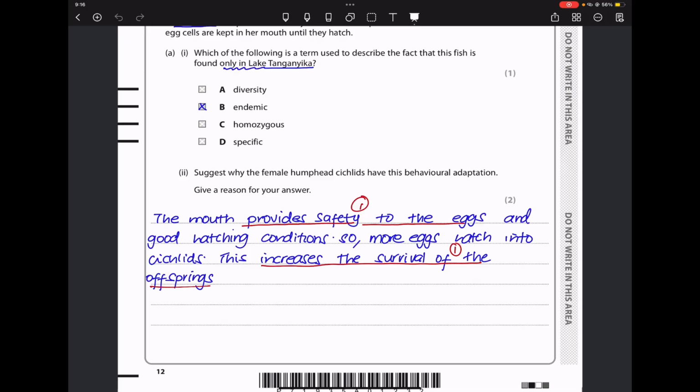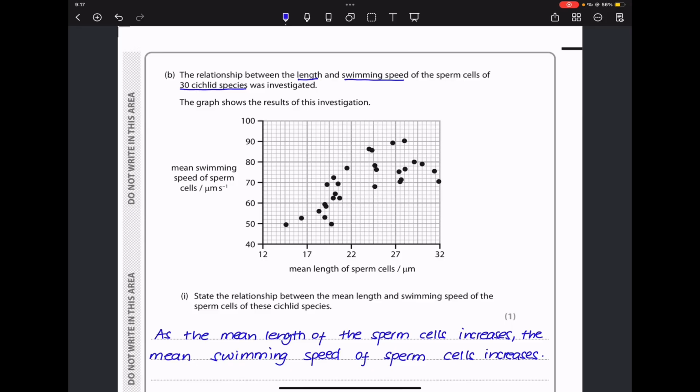The idea of keeping the eggs in the mouth until they are hatched is, number one, for protection. The eggs are protected in the mouth and they are given good conditions until they hatch. So this increases the number of offspring that survive. So I say the mouth provides safety for the eggs and gives good hatching conditions. This should be gives or provides good hatching conditions. So more eggs hatch into cichlids. This increases the survival of the offspring.